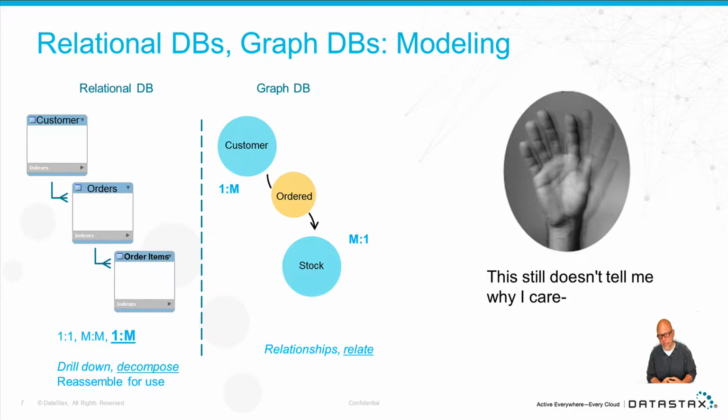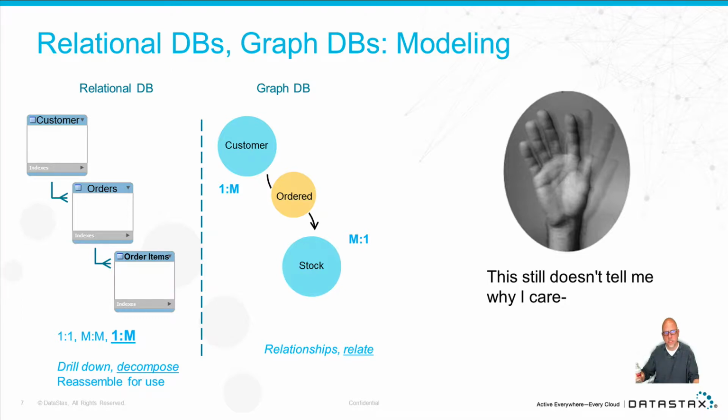In a graph database, we do model differently, but still similar enough that it's not going to throw you for a loop. So here we have customer ordered stock. We tend to focus in graph databases on the relationships between two entities. And in this case, we have customer, we have stock on shelf, and the way that customer relates to stock on shelf, if they in fact relate, is they have placed an order.